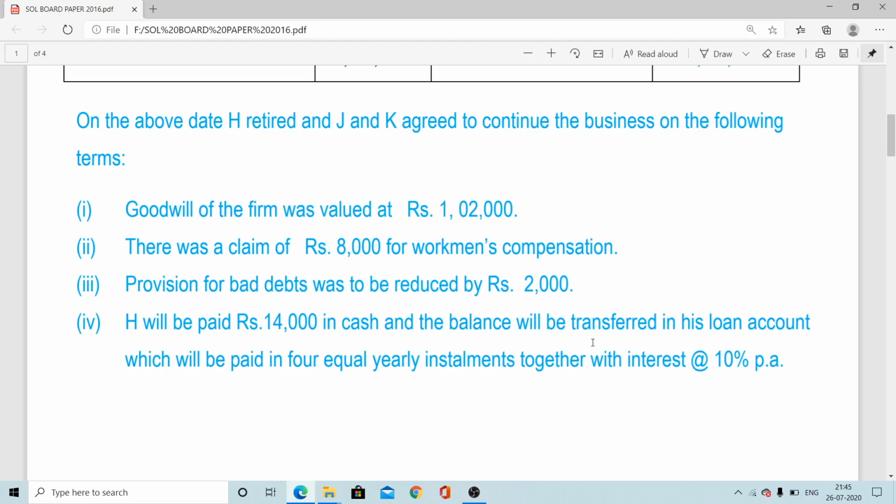Now first of all, we have to calculate how much amount we actually have to pay to the retiring partner. For that purpose, we have to open the partners' capital accounts. First we have to open the revaluation account, and calculate the profit or loss on revaluation.